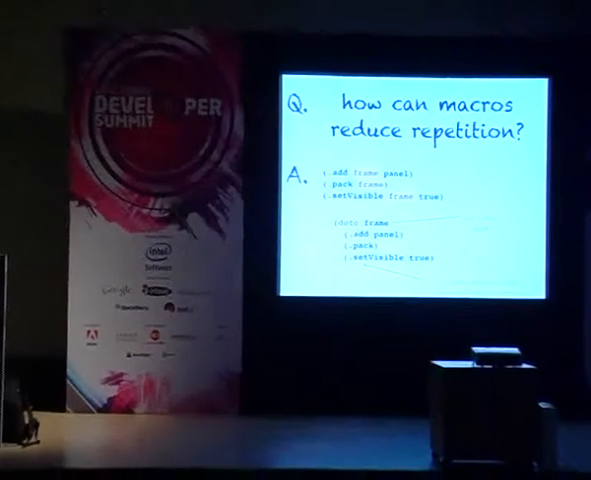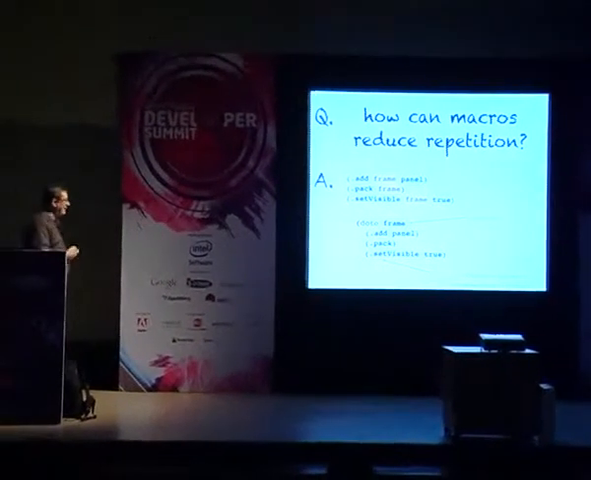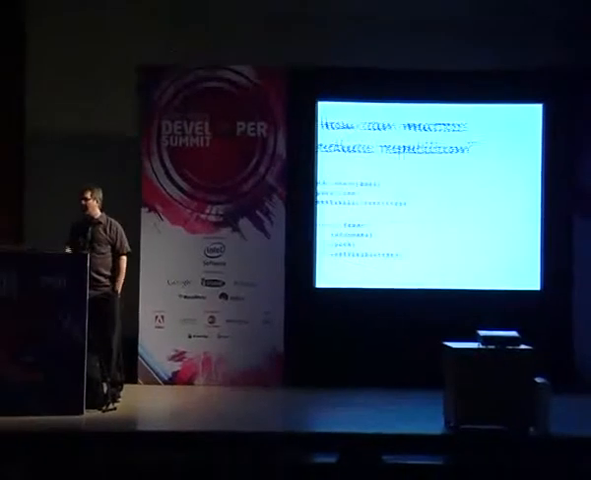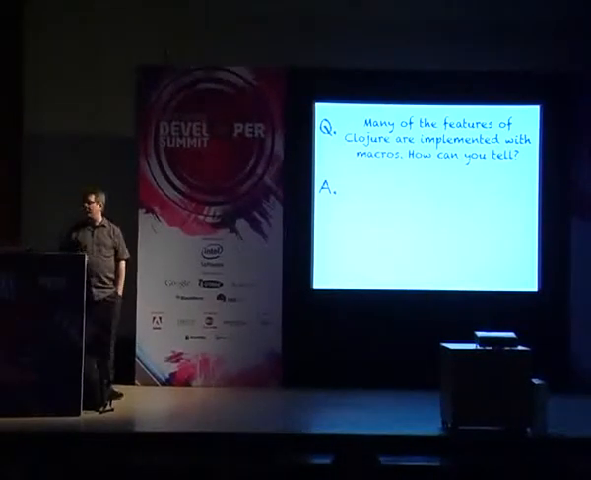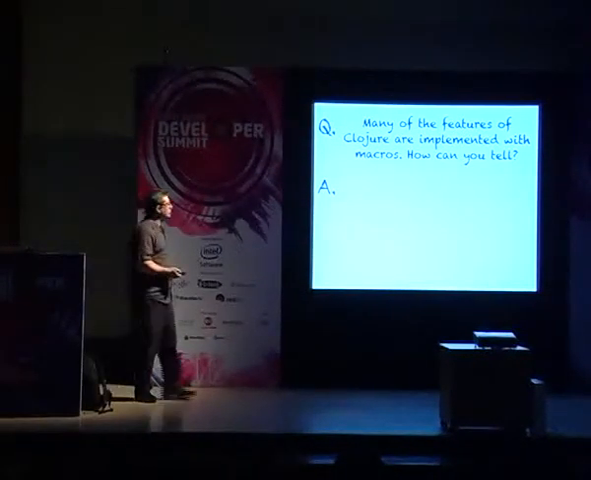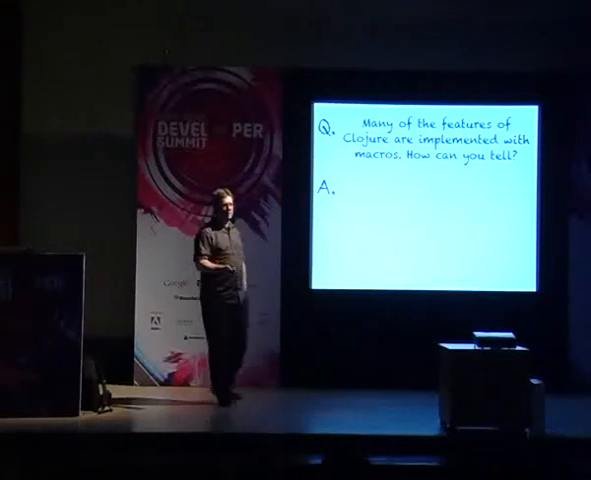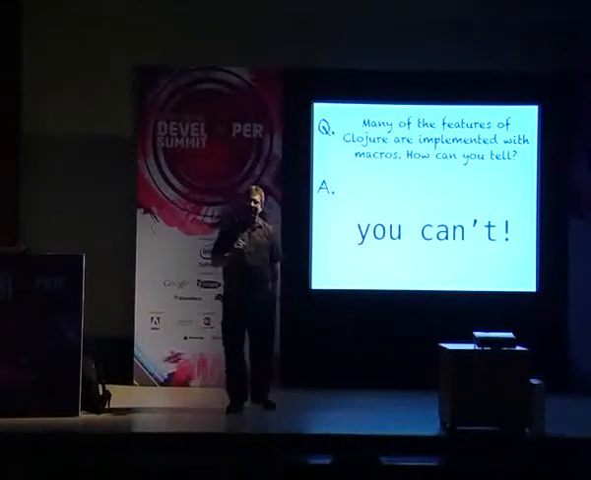Doto is already built into Clojure, and it's implemented as a macro. A lot of the features in Clojure are implemented as macros. How can you tell which ones are macros and which ones are just regular functions? You can't, and that's the point.